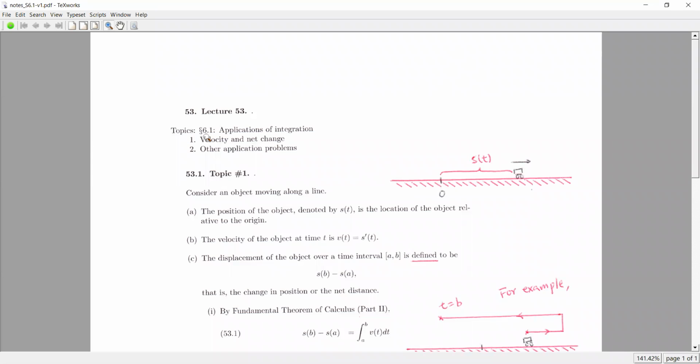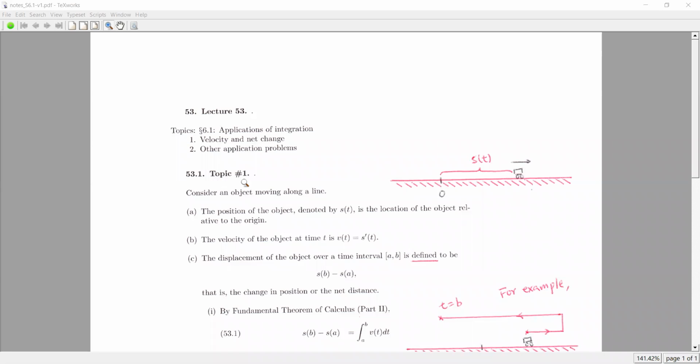Section 6.1 Applications of Integration. Two topics. Topic 1: Velocity and net change. Topic 2: Other applications.